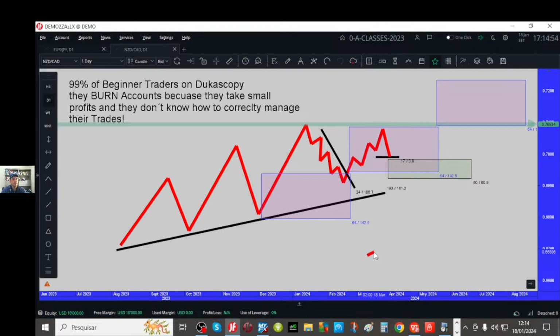Now if the market stops me out in profit and I stop trading the very same currency pair, is this the right way to go or is this not the right way to go? Type in the chat, what do you think?